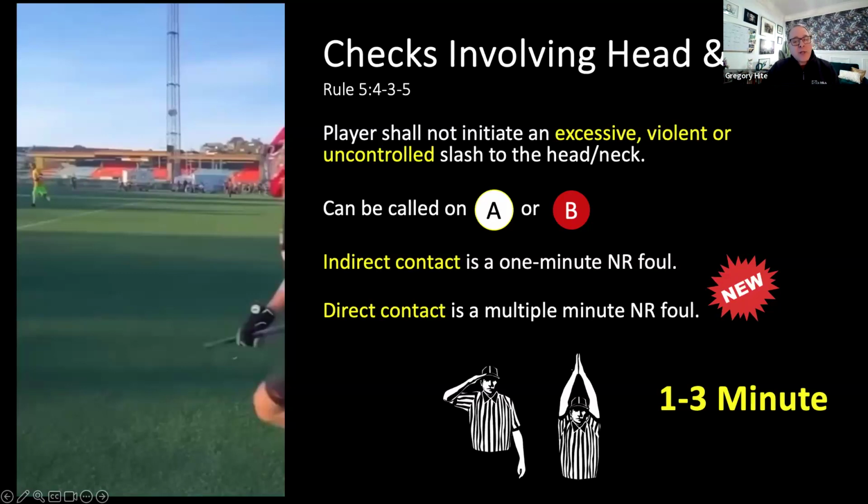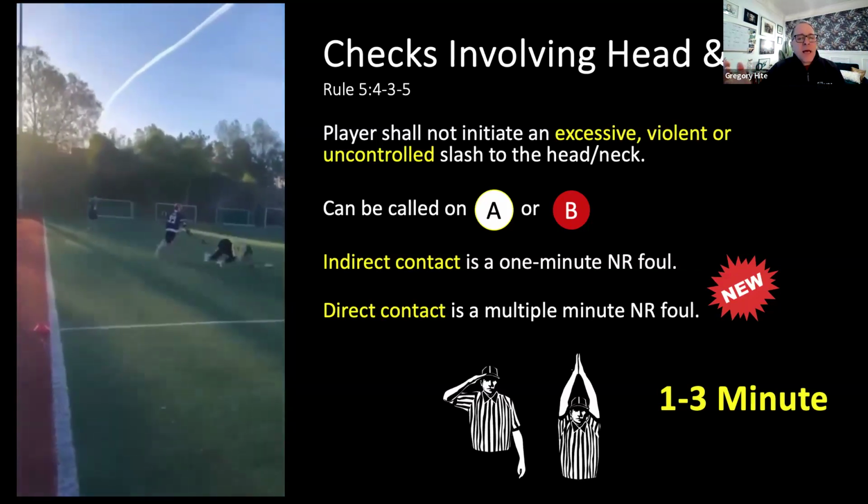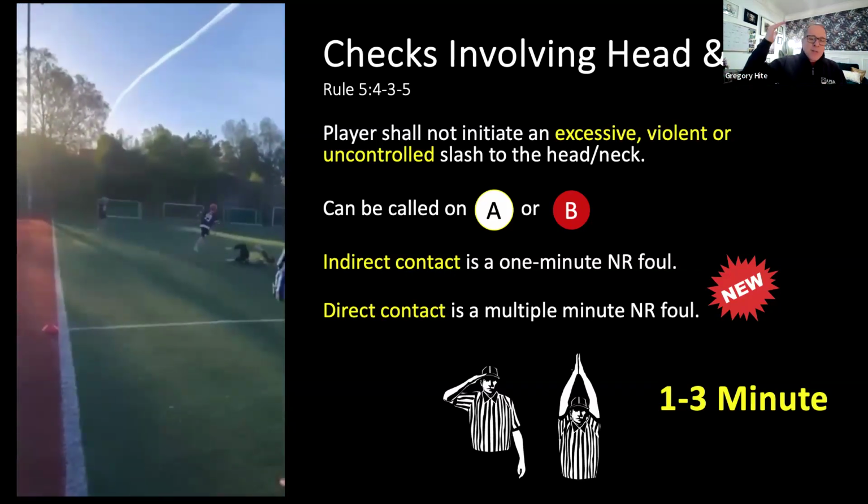Direct contact is a 2 to 3 minute non-releasable foul. And that's direct contact to the head. It doesn't start legal and slide up. Now, you can have indirect contact, starts legal, slides up, but it's still really nasty. You can still go multiple minutes with that. Let me show you the example here. Here's an offensive player who clearly lowers his head and drives the crown of his head directly into the other player. That is spearing. And so we're going to go multiple minutes on an offensive player here.